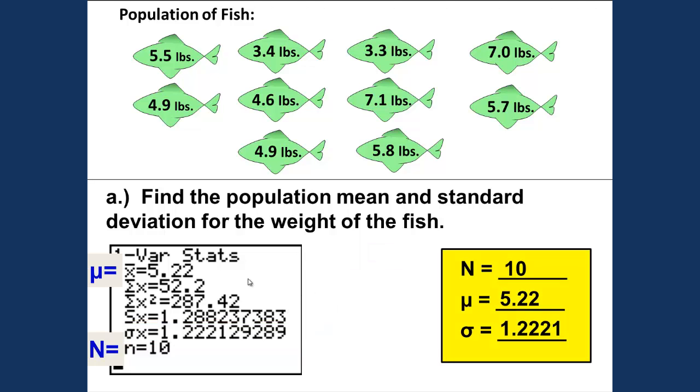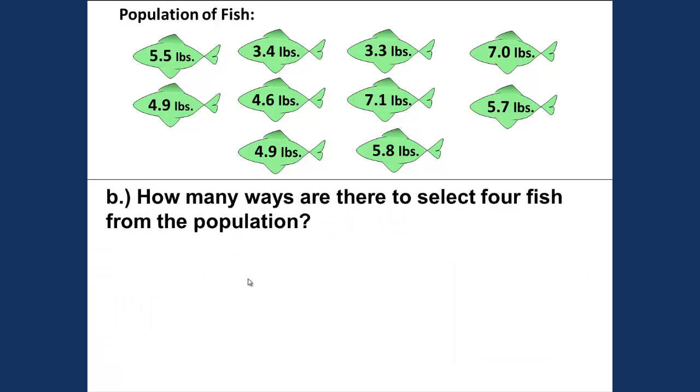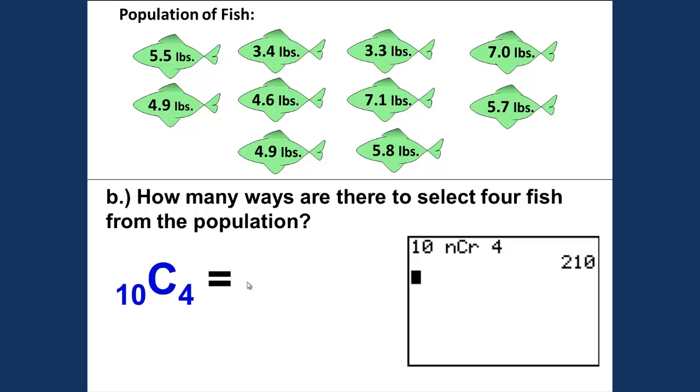And that finds the mean and standard deviation for the weight of the fish, or the population mean and standard deviation. How many ways are there to select 4 fish from our population? Well, that would be a combination because all of the fish would be in the group and the order is not important. There are 10 members and we're selecting them 4 at a time. We can also put that in the calculator to find our answer. 10, then nCr 4, and that would give us 210.